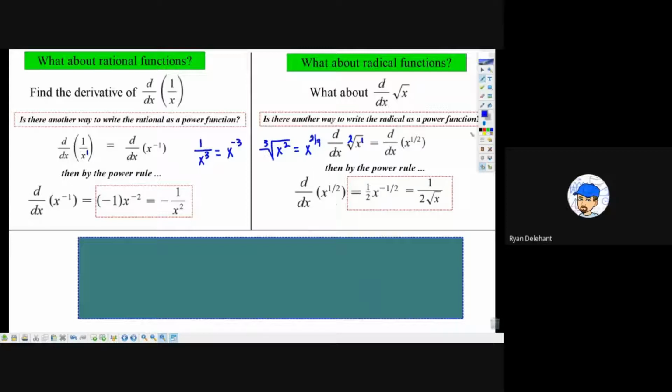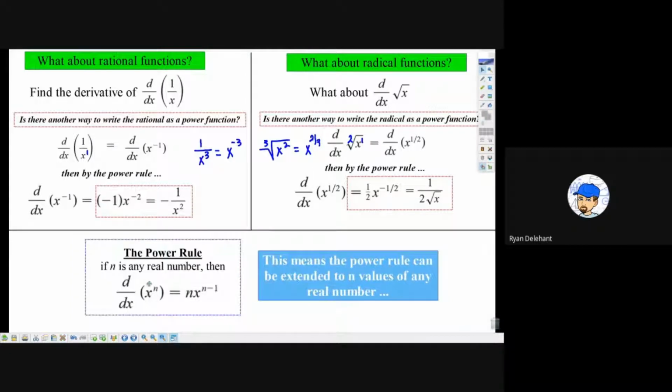And what we're seeing here is that the power rule can be extended from just whole number powers. This means the power rule can be extended to values of n with any real number. Okay, fractions, anything. We can follow the same process. It means that this is actually a very powerful way to find the derivative very quickly without having to deal with our limits.